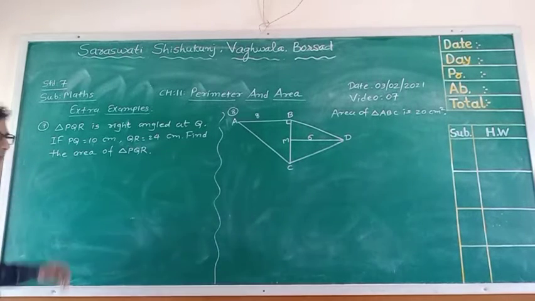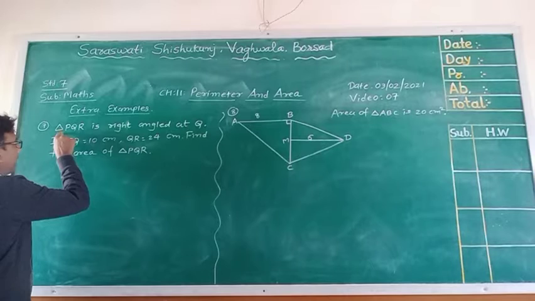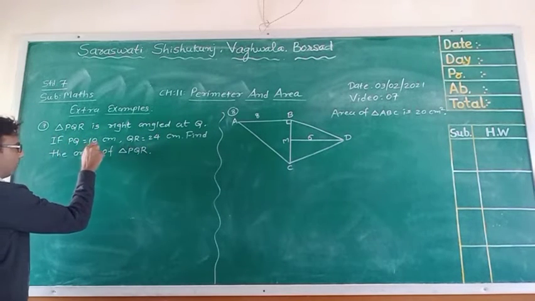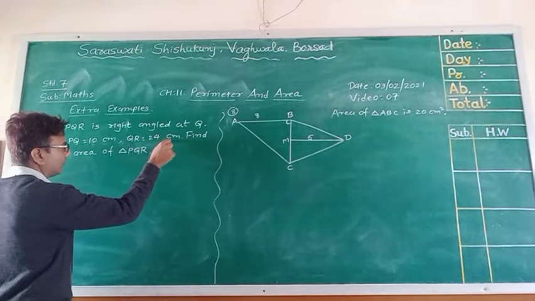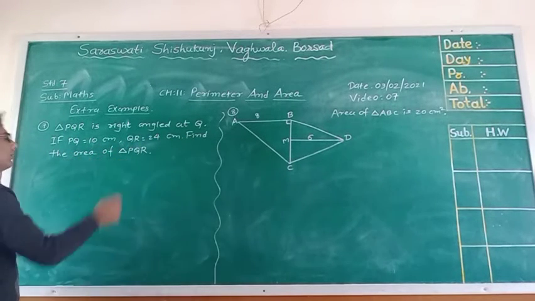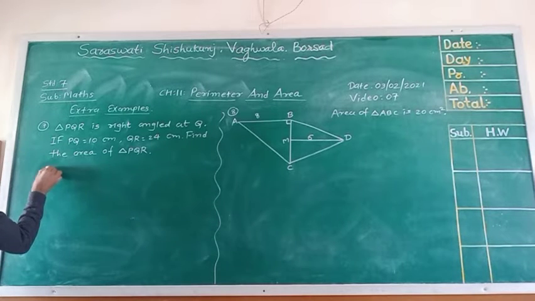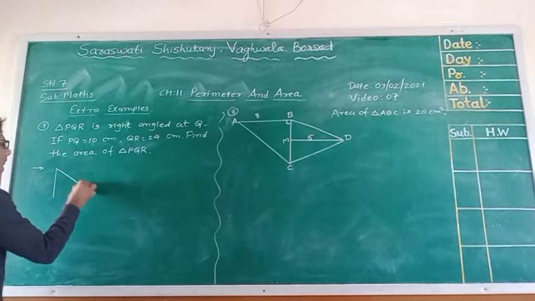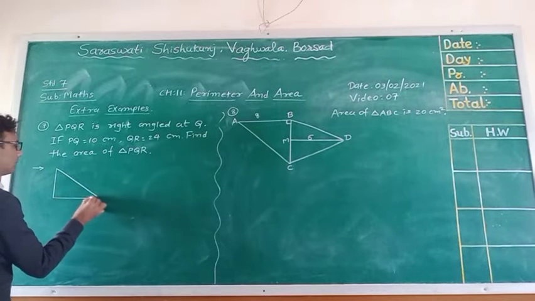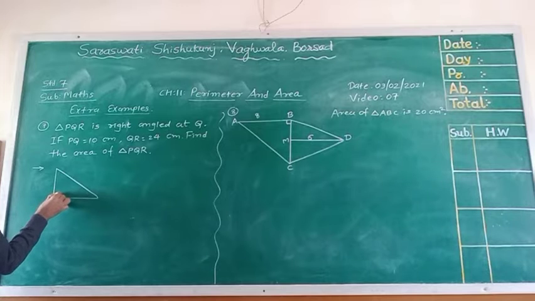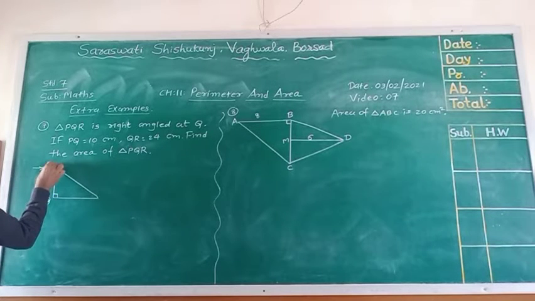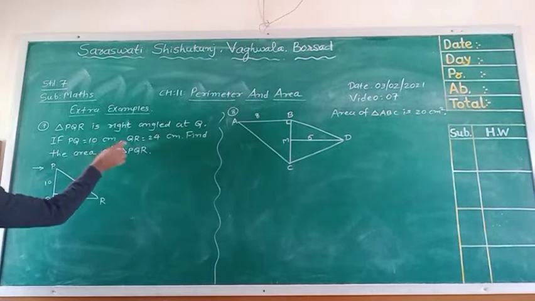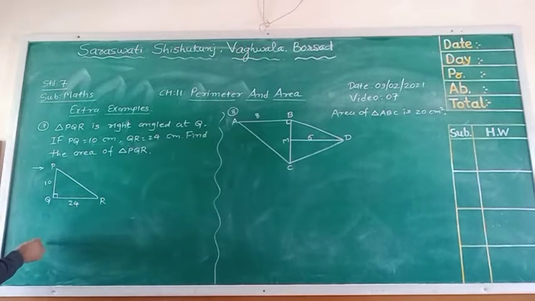Now in sum number 7, triangle PQR is right angled at Q. PQ equals 10 cm, QR equals 24 cm. Find the area of triangle PQR. So first we will draw the right triangle. PQ is 10 cm, QR is 24 cm.